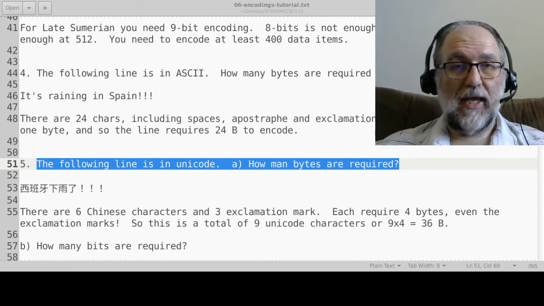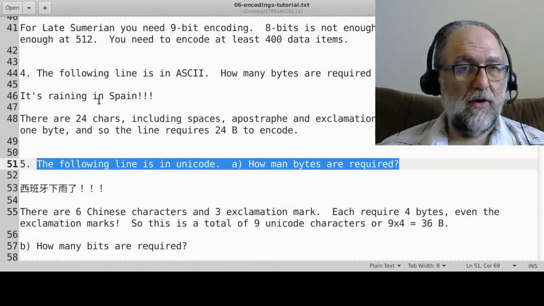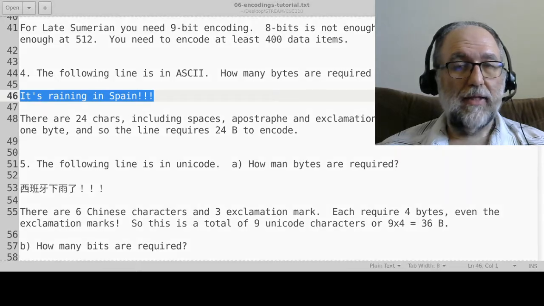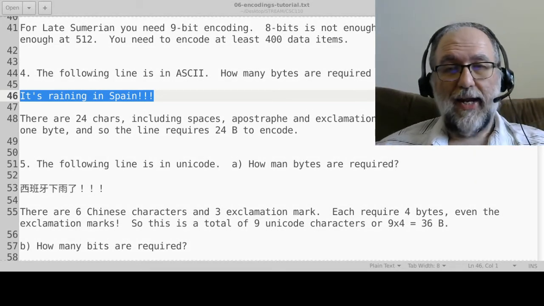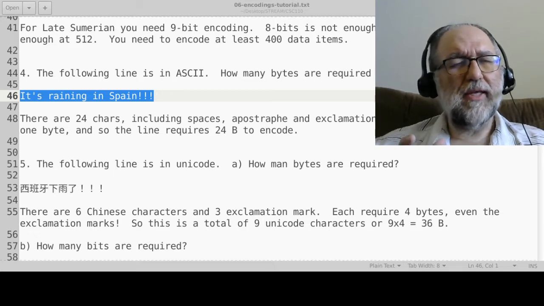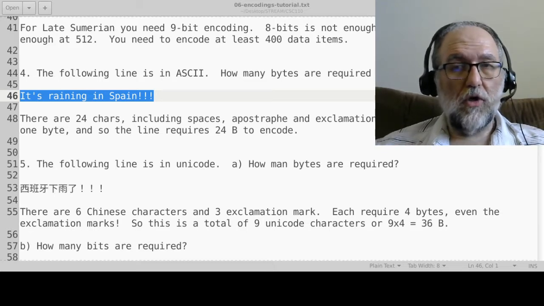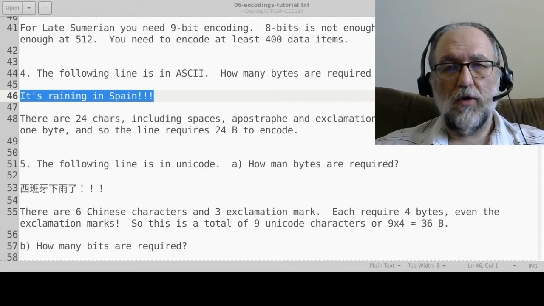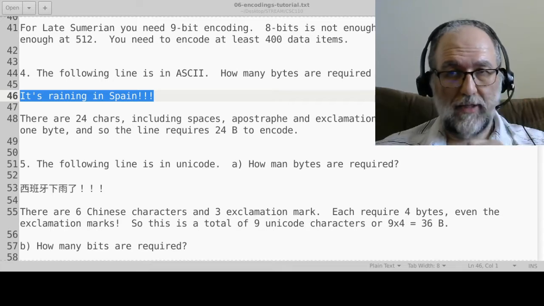Even if it looked like ASCII, like, you could have this sentence right here. That sentence can be encoded in ASCII because it's just plain old English. But you could also encode that same sentence in Unicode. Anything that's encoded in Unicode, every character is 4 bytes.